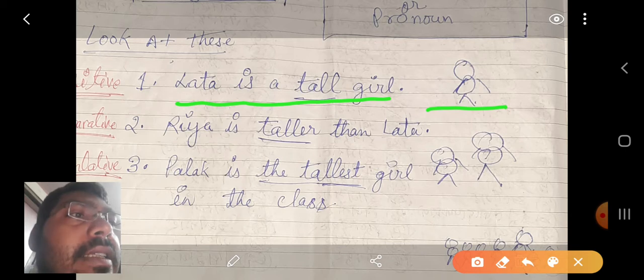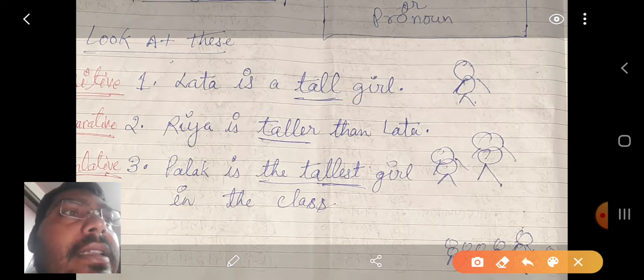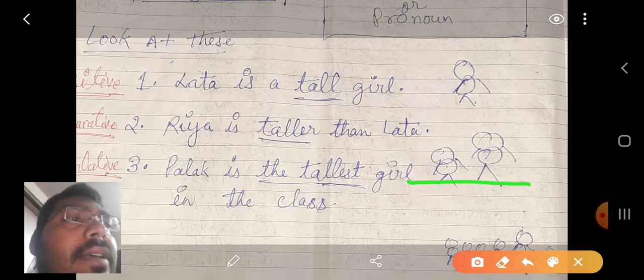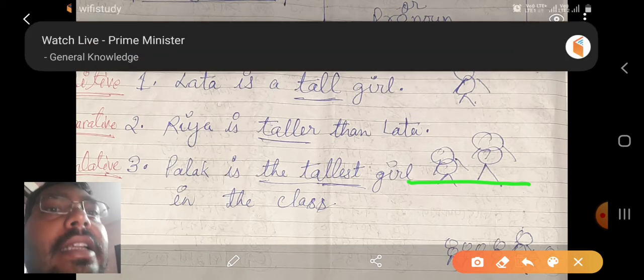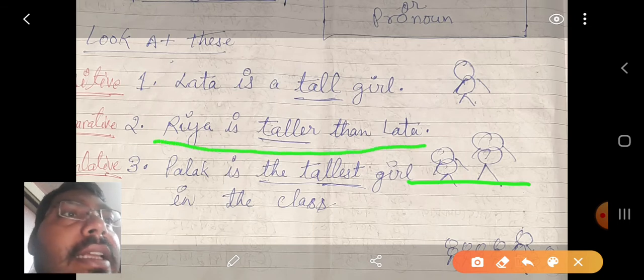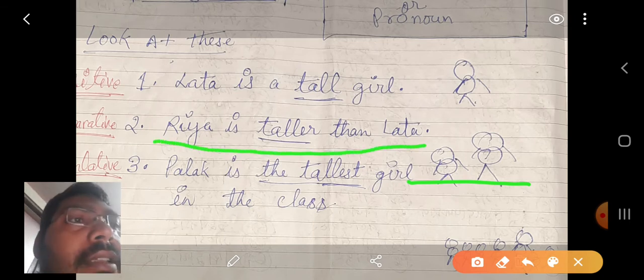Now look at the second sentence. Here in the picture you can see there are two girls, and we are comparing their heights. So it is written in sentence number 2: Riya is taller than Lata. This is the second sentence.